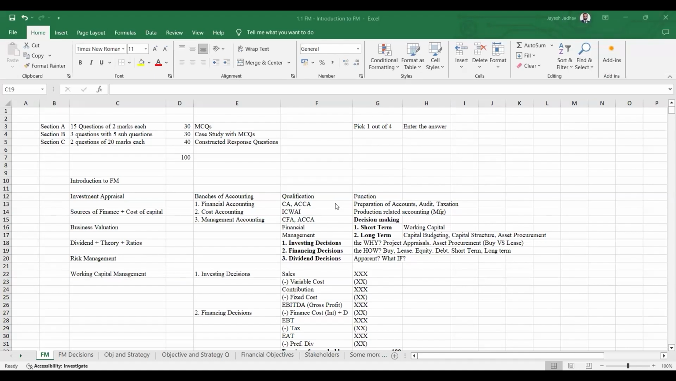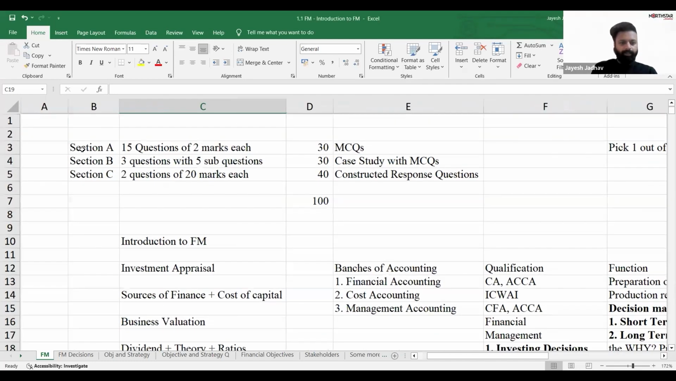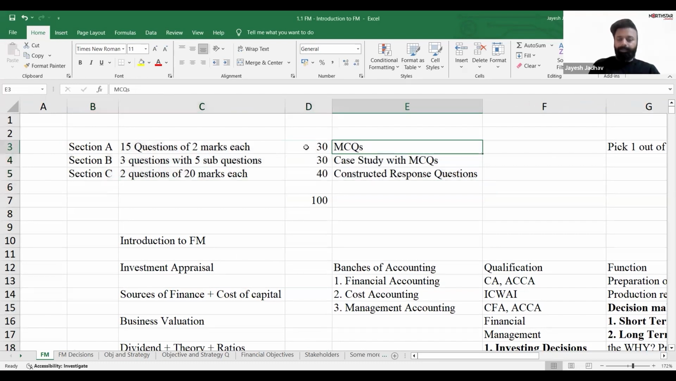Yes, sir. Okay. I'm just going to run you all through the paper pattern first. I'm just going to zoom in a little so that it can be easier. The question paper will comprise three sections: A, B, and C. A will be purely MCQs, 15 MCQs of 30 marks.